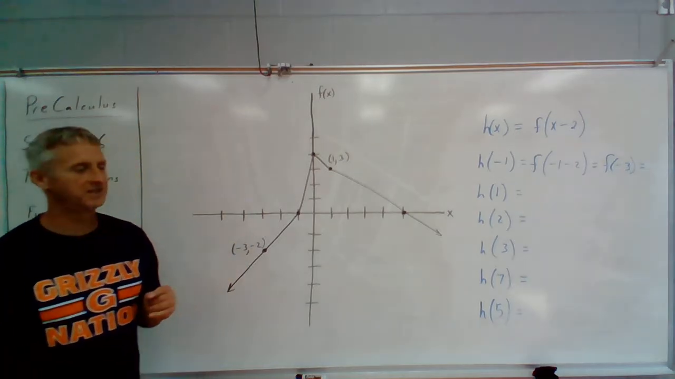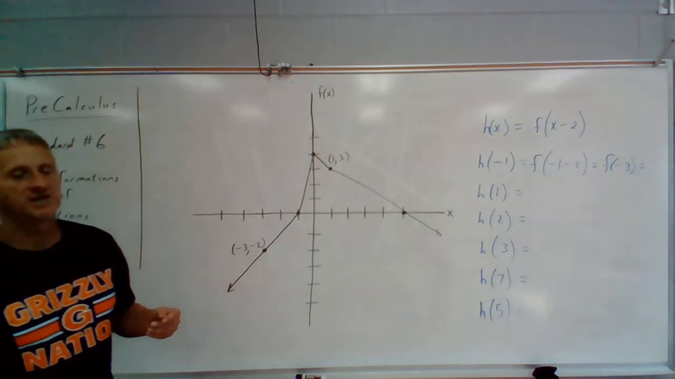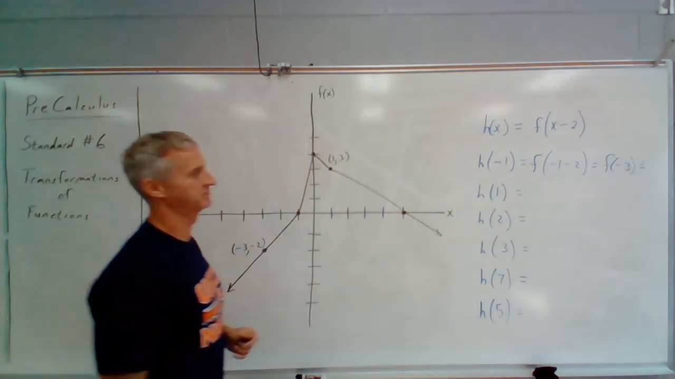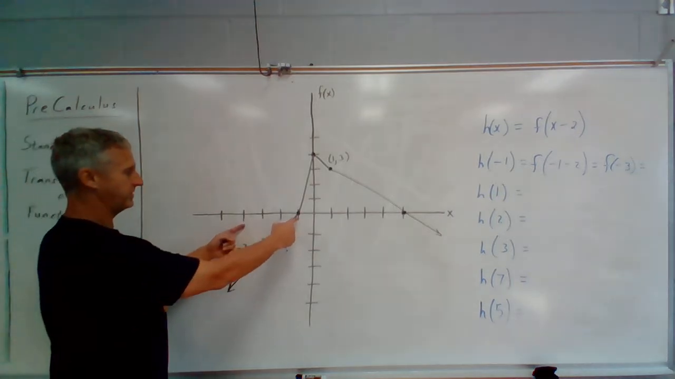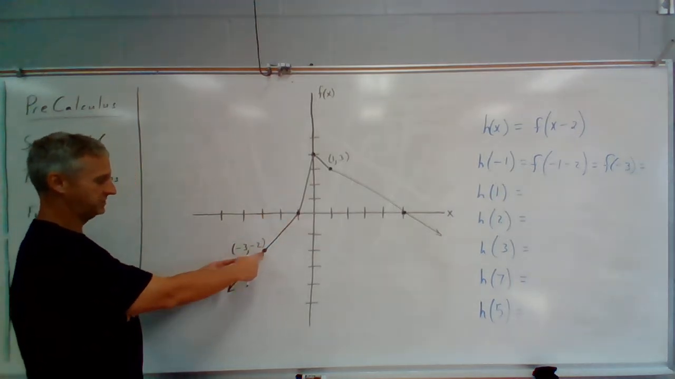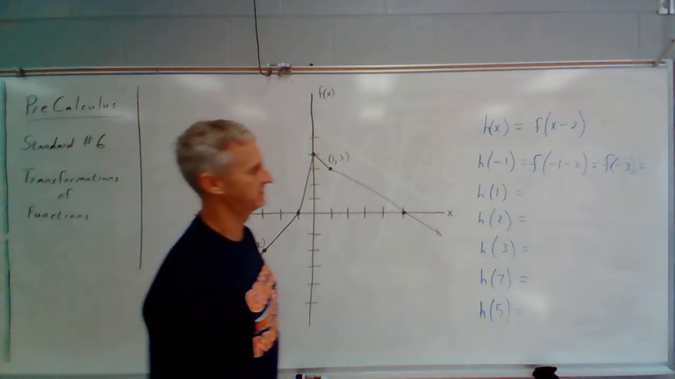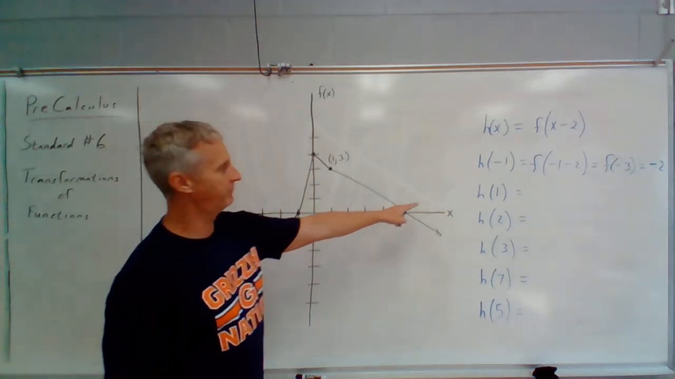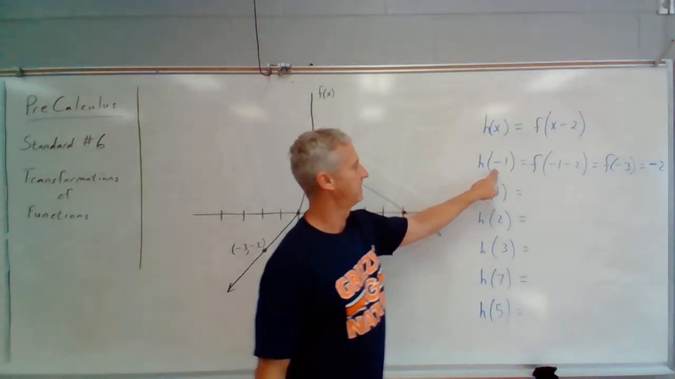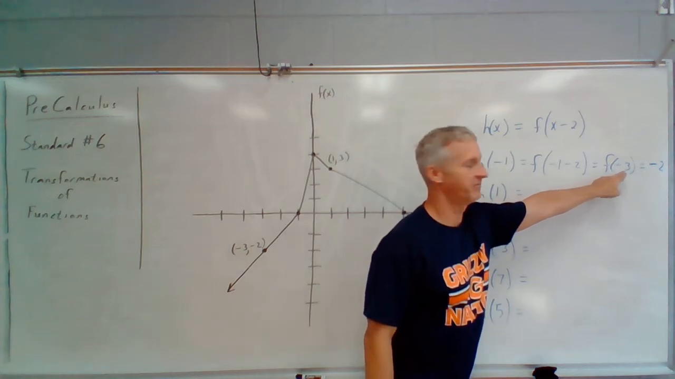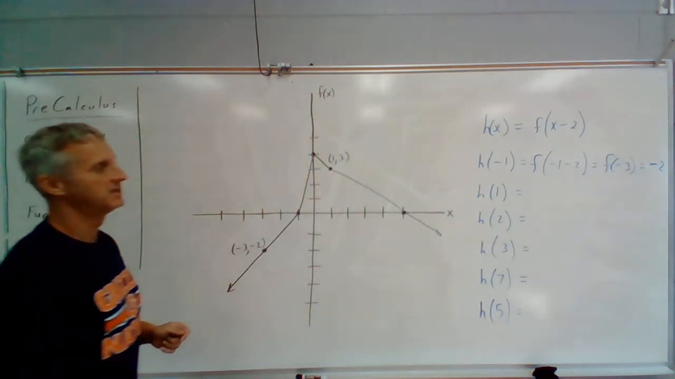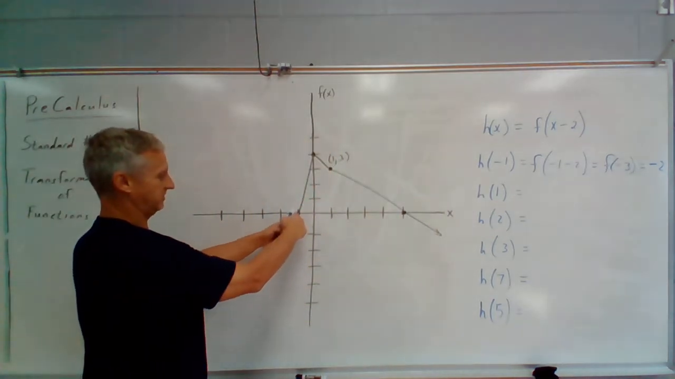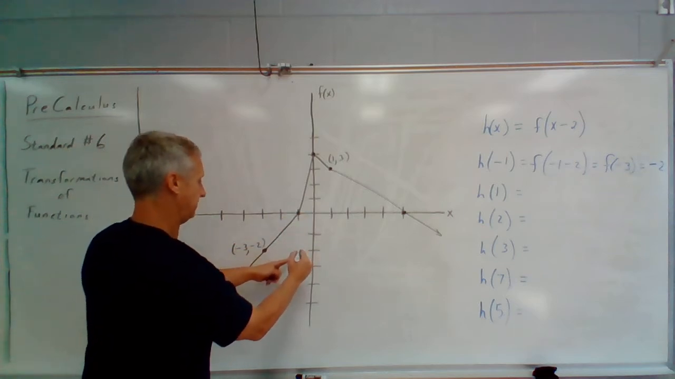So plugging a negative 1 into our new function, into the blue function, is the same as plugging a negative 3 into the original function. So if I plug negative 3, 1, 2, 3, into the original function, I get a negative 2. So my answer would be negative 2. So if I plug negative 1 into the new function, my answer is negative 2.